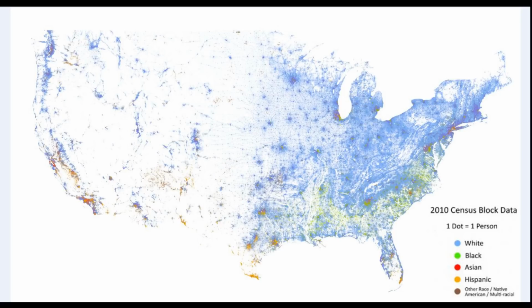So, first thing we have here, this is a very detailed 2010 census block. Each blue dot is one white person, each green dot is one black person, and each red dot is an Asian person, orange, Hispanic, and then brown, other, multi, or Native American. And you can see very clearly where people have sort of semi-segregated themselves already.